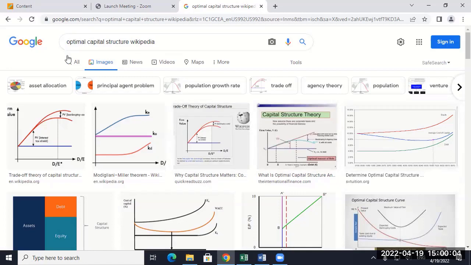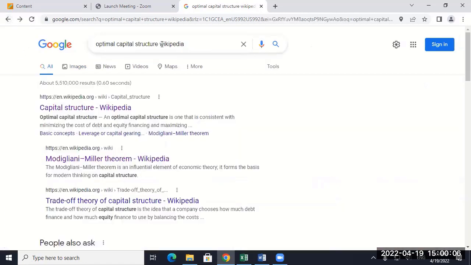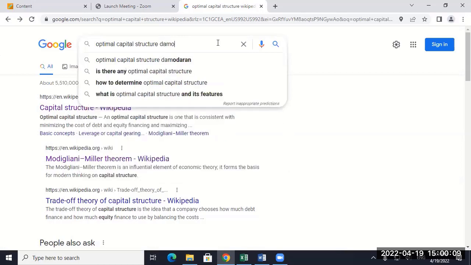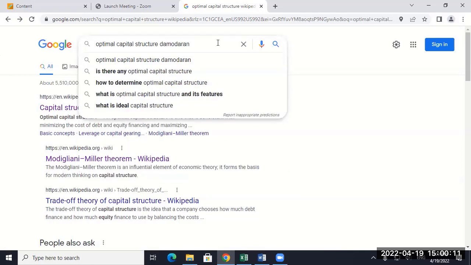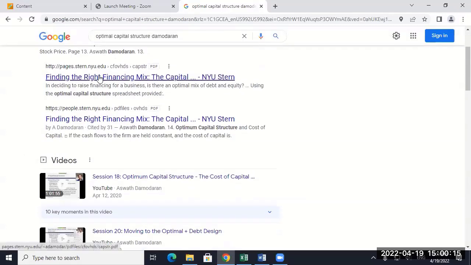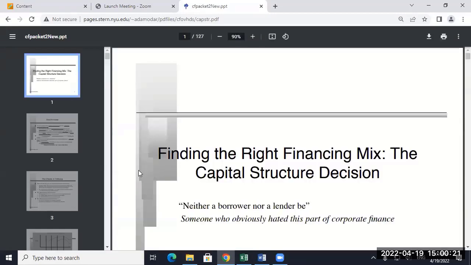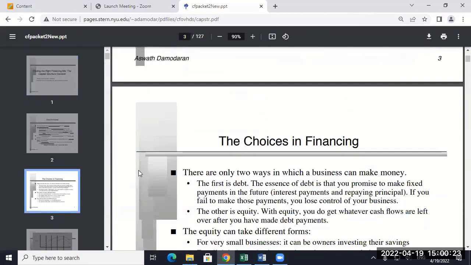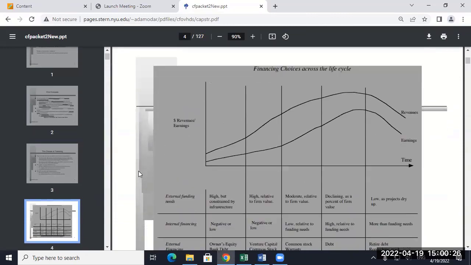So that's probably what I should type next is Damodaran. He probably has something, finding the right financing mix. Let's see if he has an Excel spreadsheet that he shares with us here. Oh, this is an article. There's a chart.